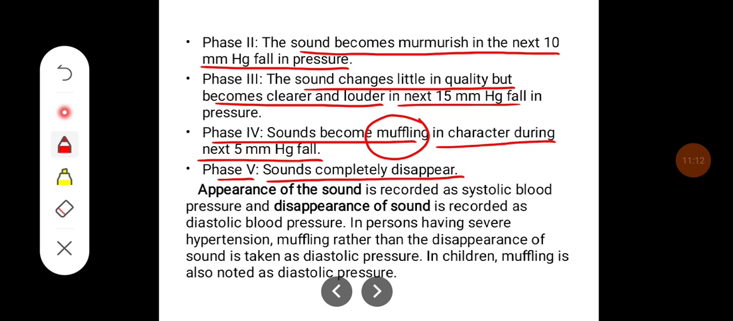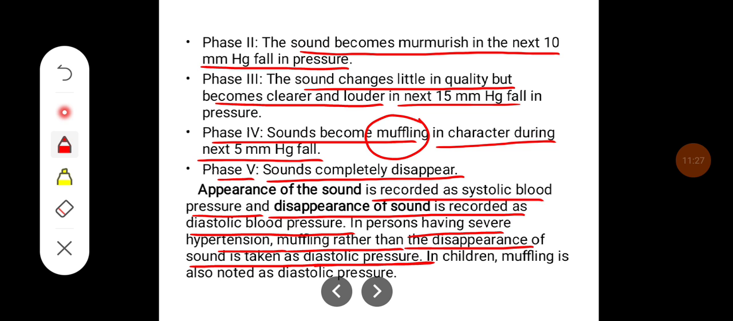Appearance of the sound is recorded as the systolic blood pressure, and disappearance of the sound is recorded as the diastolic blood pressure. In persons having severe hypertension, muffling rather than disappearance of the sound is taken as diastolic pressure. In children, muffling is also noted as diastolic pressure.